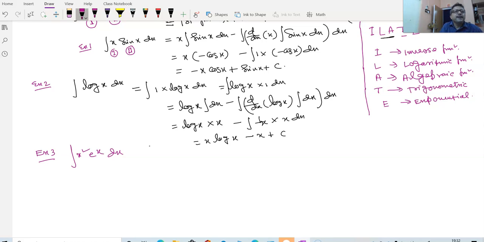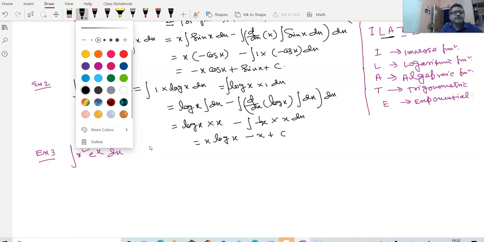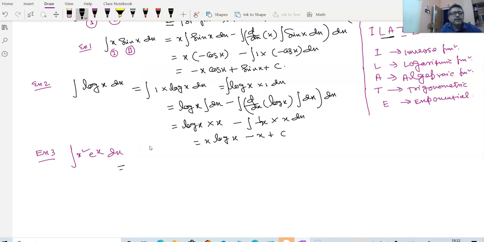But see, here if I take this one as the first function, x square, e to the power x is the second function, minus 2x, then it is not terminated here. Why? Because again there is a product, we cannot integrate. So what we will do there, we will again use integration by parts by keeping 2 outside.